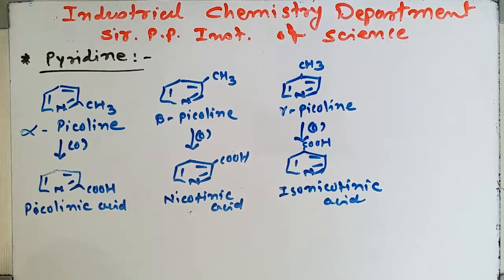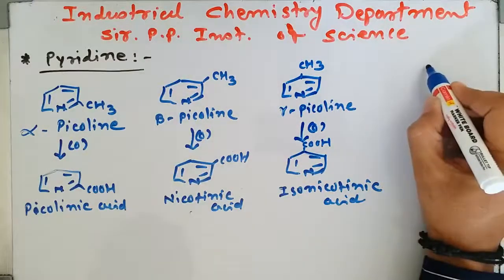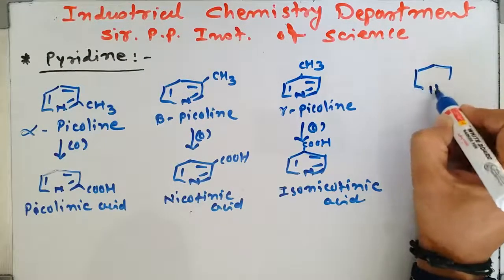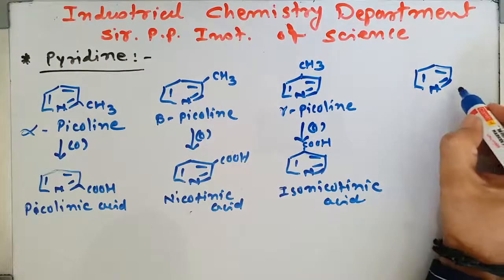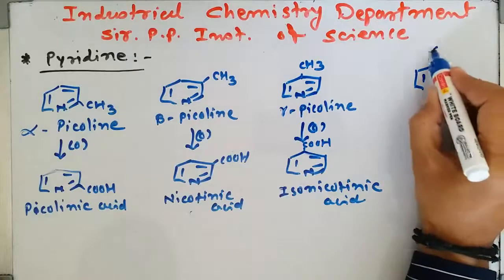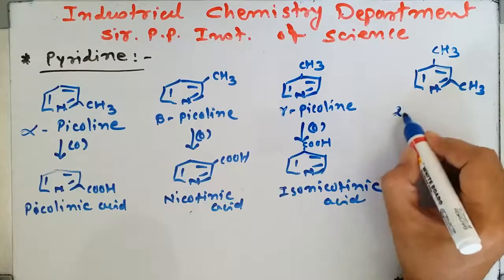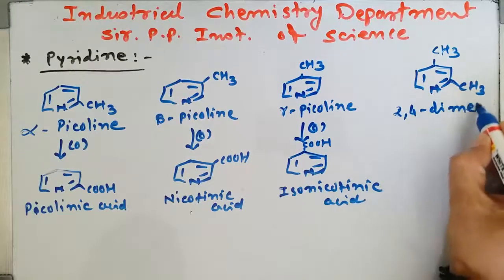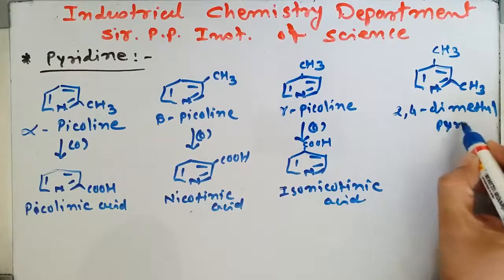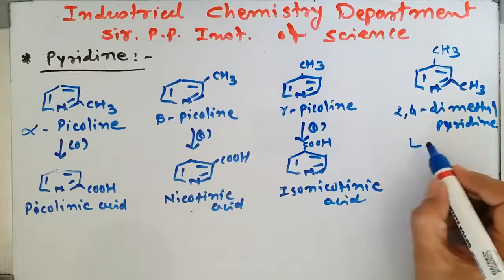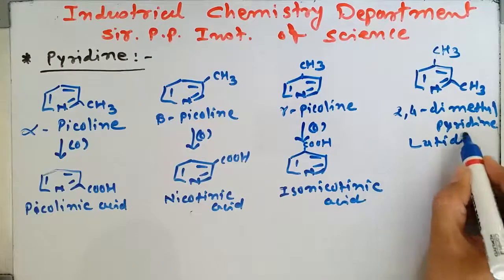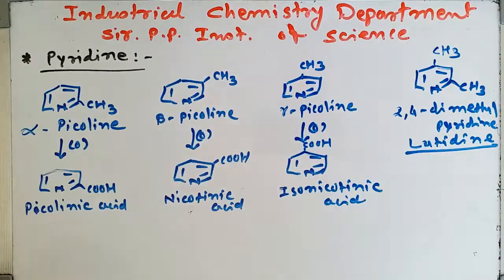These are three different compounds of alkyl pyridines. And if one more methyl group is present in pyridine, at positions 2 and 4, this is 2,4-dimethylpyridine. It is known as lutidine. A very important compound for drugs, lutidine.